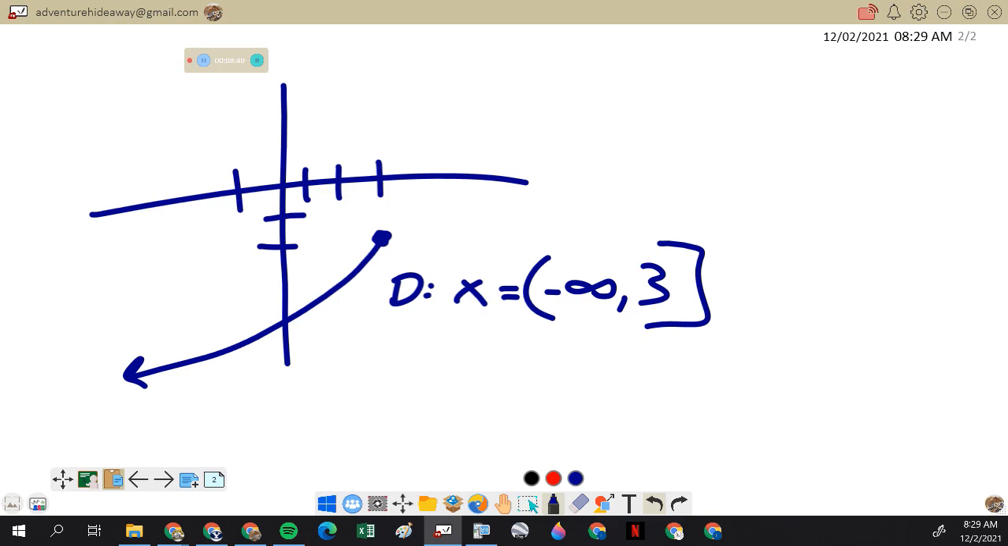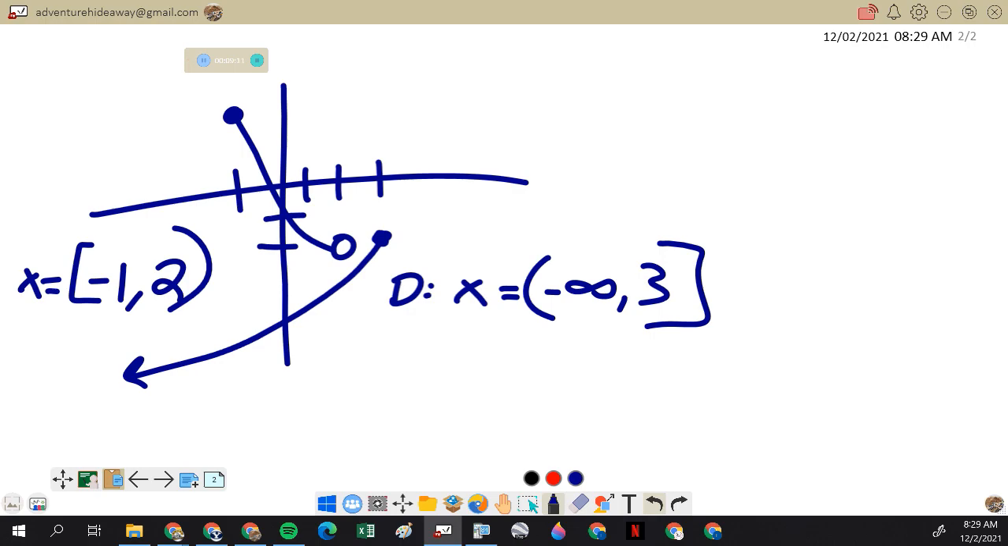What if I had this graph? What would the domain of that graph be? What is the furthest most left number? Negative 1. And the furthest most right number? 2. Is negative 1 equal to? Yes, so it gets bracket. And is 2 equal to? No, so it gets a parenthesis. So that's interval notation. Okay? Equal to gets bracket, not equal to gets parenthesis, and you always do leftmost and rightmost.